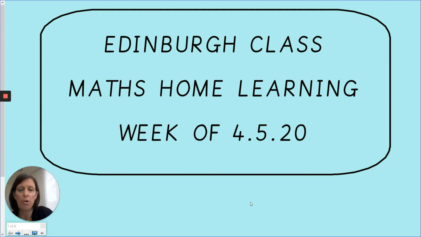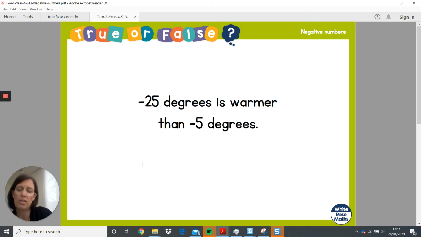So yesterday we were looking at negative numbers. So I thought today we would have a little look at a true or false of negative numbers and see if you can answer that now using your skills from the previous video. Okay, so this is your question. True or false? Minus or negative 25 degrees is warmer than negative 5 degrees. True or false? A little think.